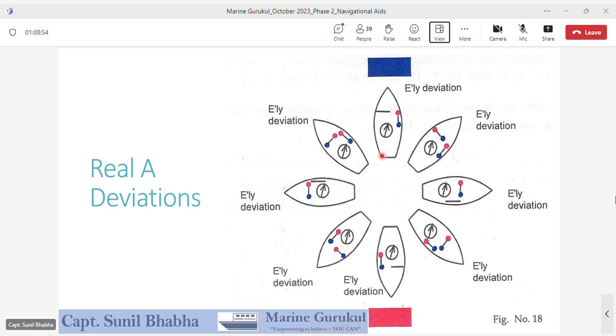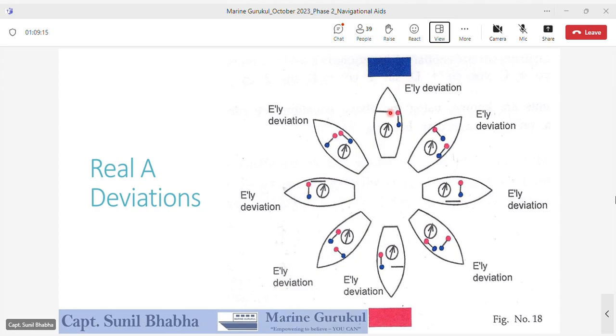So let's try to concentrate our attention with the ship on the northerly heading. The ship is on a north heading. You can follow the laser pointer. This is the diagram which we are going to see and understand in detail. Now the ship is on a northerly heading.